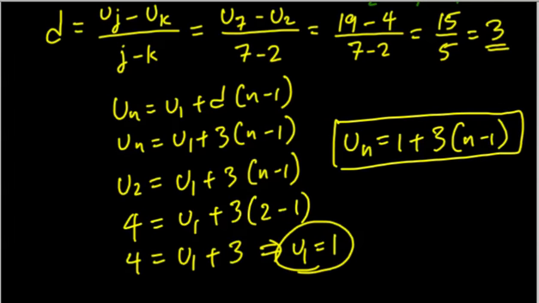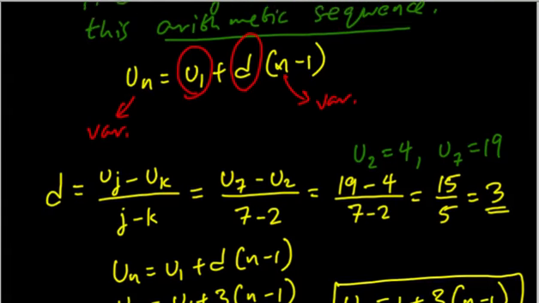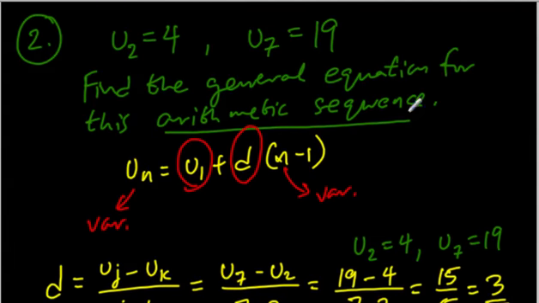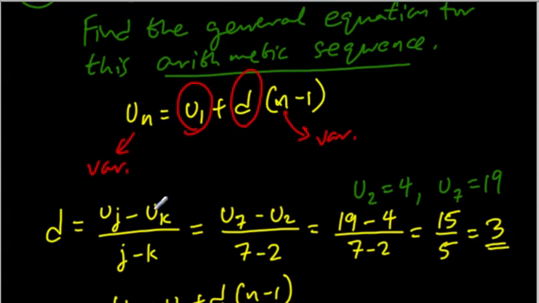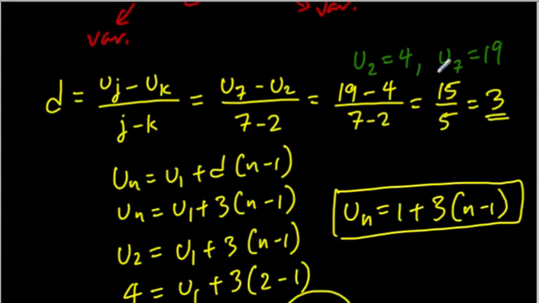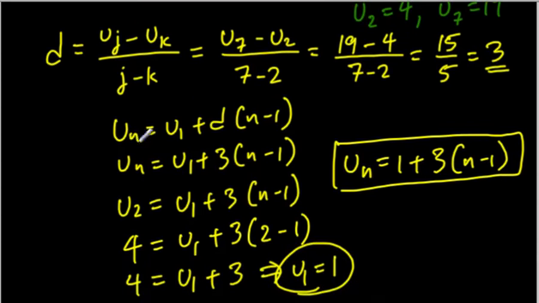Keep in mind, if you're ever given two terms and told it's an arithmetic sequence, you can find the common difference right away using this formula. This formula is not going to be in your formula sheet. It's something I derived myself. But anyway, it's (uj minus uk) over (j minus k), and you just plug that in to get the common difference. Once you have the common difference, all you have to do is take one of these points. It doesn't matter which one. We could have done u7 and we would have gotten the same answer. Plug one of these points into the general equation.